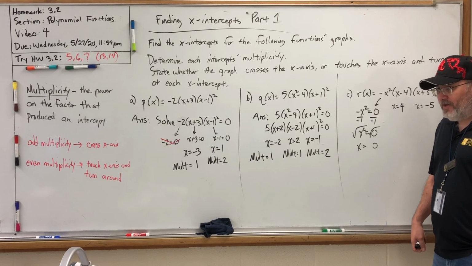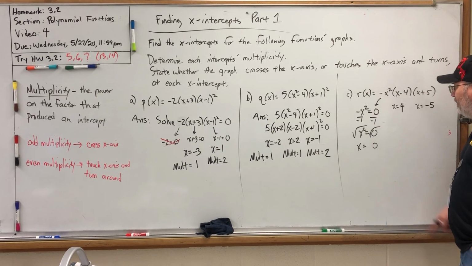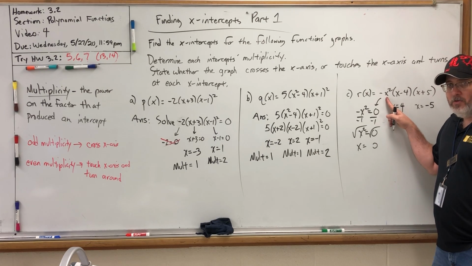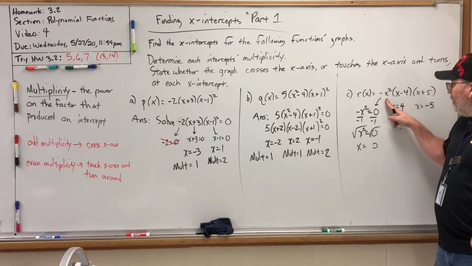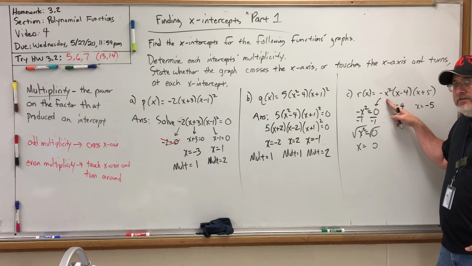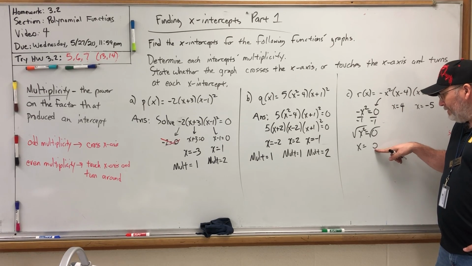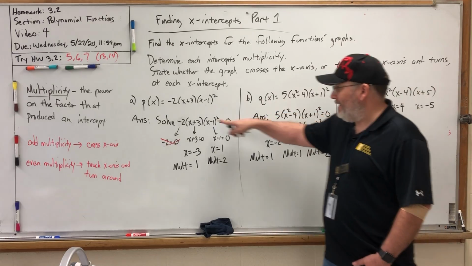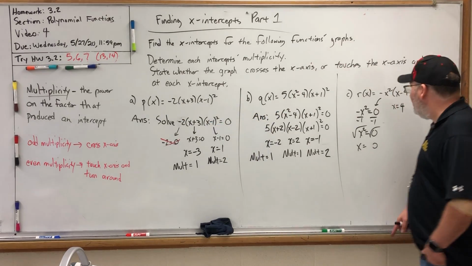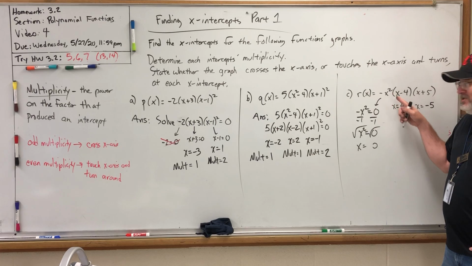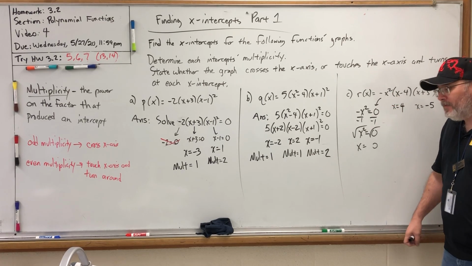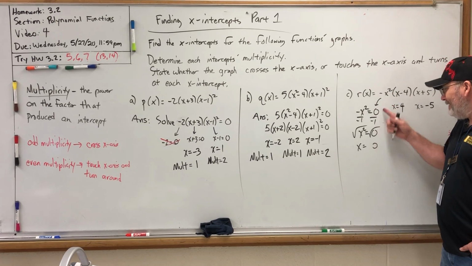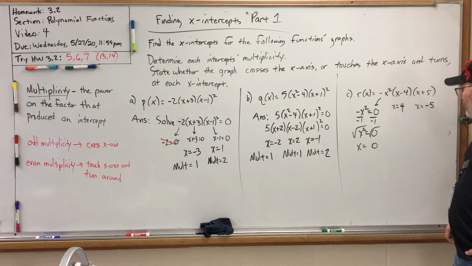So here's a little something that you'll pick up on eventually. If your factor is a monomial, mono meaning one term, and it contains an x, then the x-intercept is 0. This was a monomial, but it didn't contain an x, as was that one. But again, if one of your factors is a monomial, a single term, that contains an x, then it will always solve to give x equals 0.